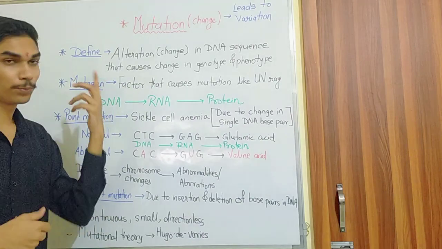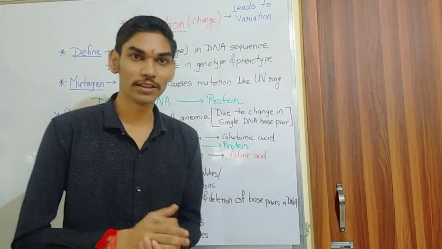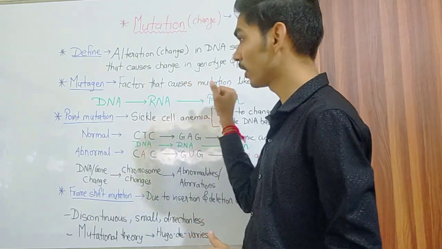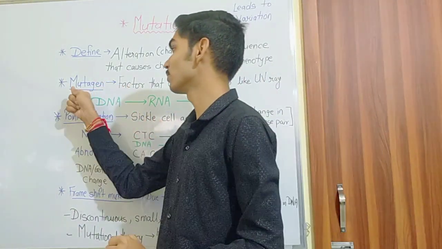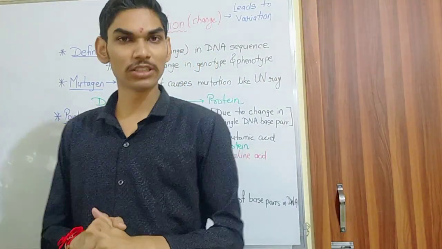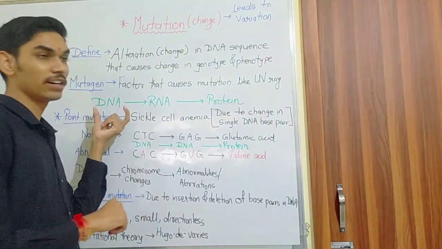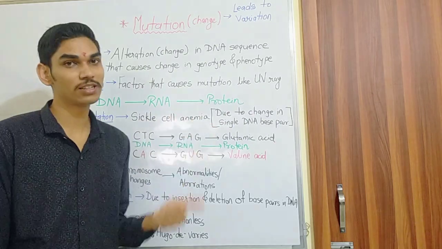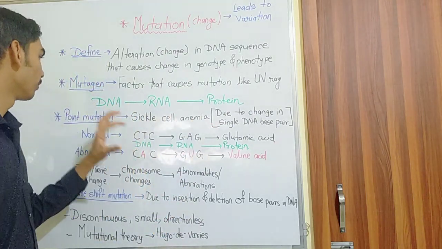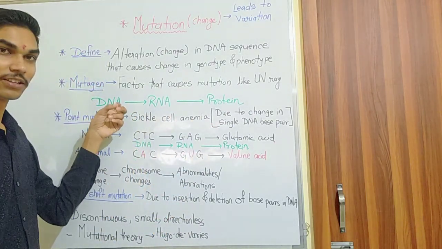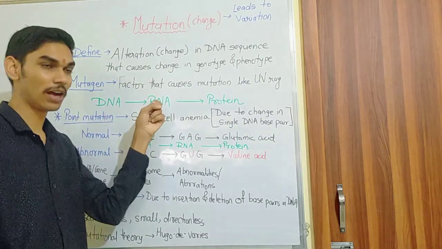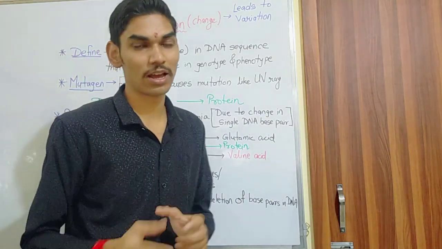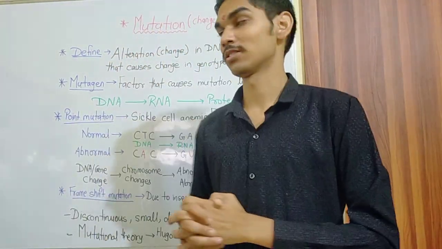So here, the mutation occurs due to certain factors that may be physical or chemical, that lead to the mutation. Such factors we call mutagens. In general, DNA is going to make an RNA, and from RNA, proteins are formed. But due to a change in the DNA sequence, the RNA changes, and as RNA changes, our proteins also get changed, and that leads to changes.